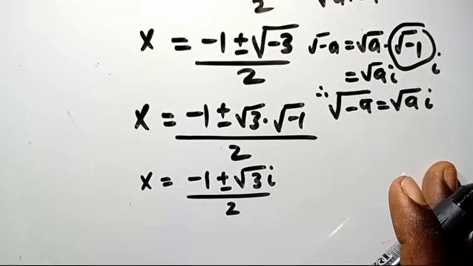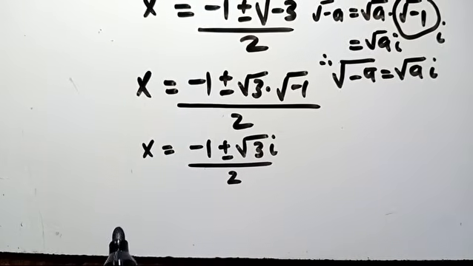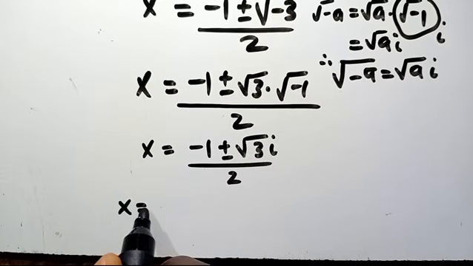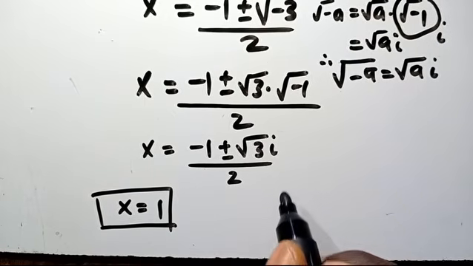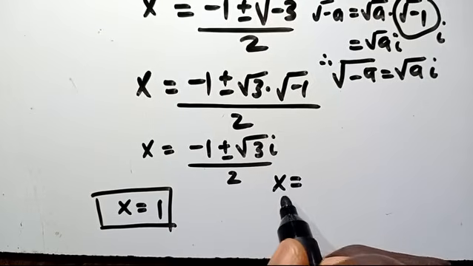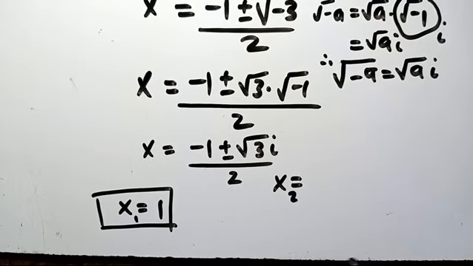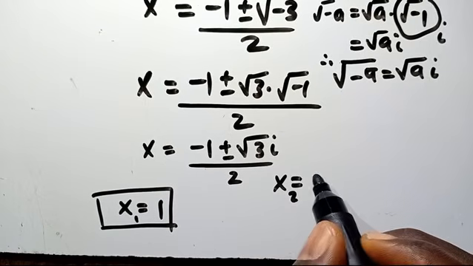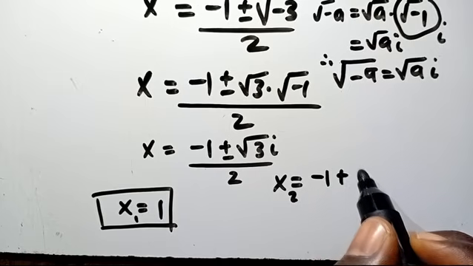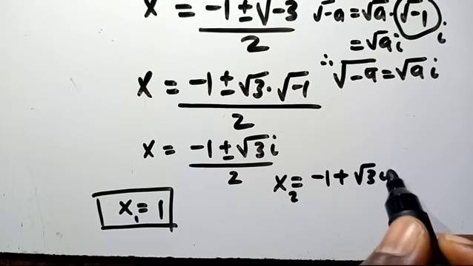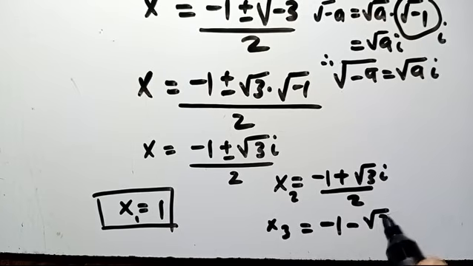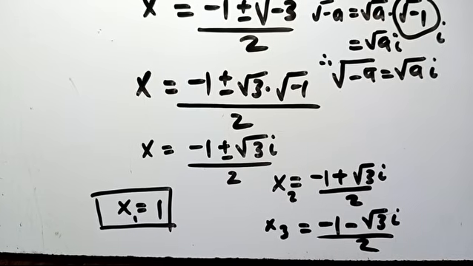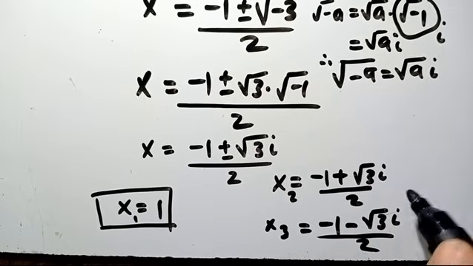Meaning that we have our solutions. x is 1, the real solution. Let's say we have x1 here, x2 equals minus 1 plus root 3i over 2, and x3 equals minus 1 minus root 3i over 2. So these are called complex solutions.